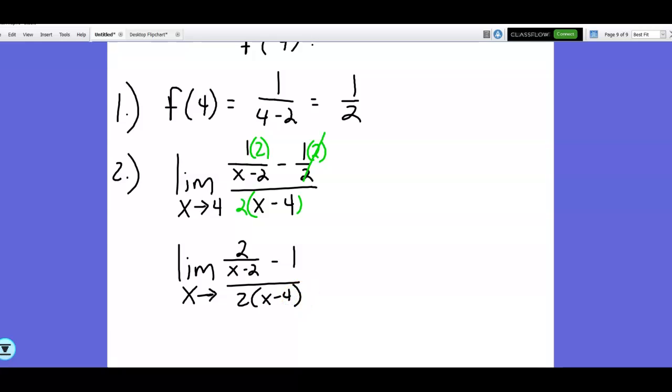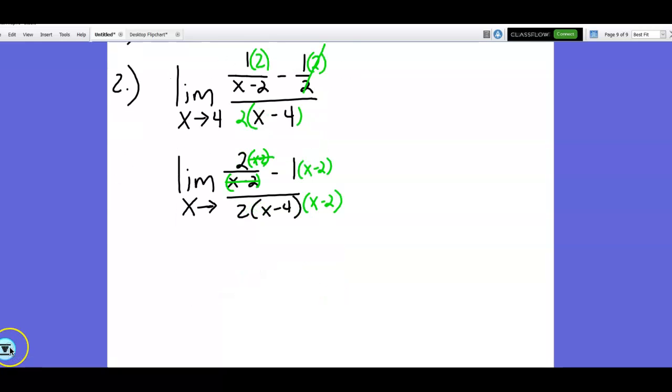Okay, and now we're going to repeat that, because now I want to get rid of that denominator. So I'm going to multiply everything by x minus 2. And the reason I do that is because now these will cancel, and now I have another less fraction than I had before. So the goal is just to get rid of fractions, because they're kind of an unpleasant thing to have in a problem, right?